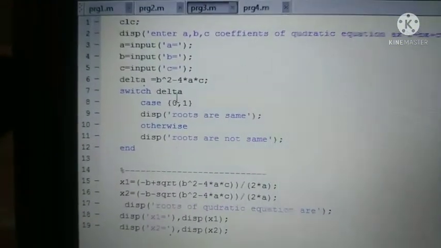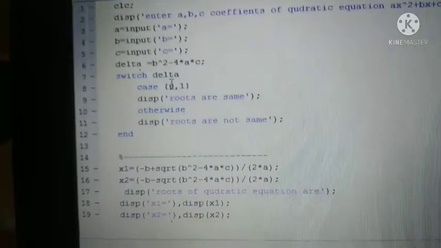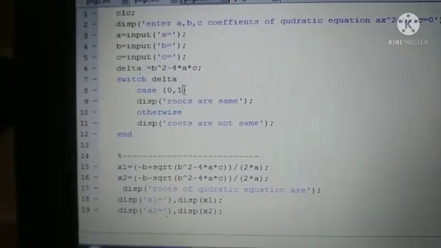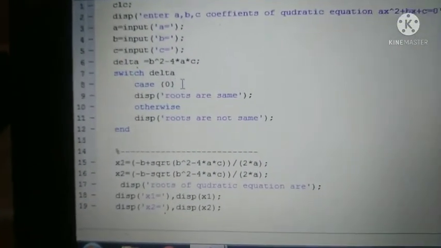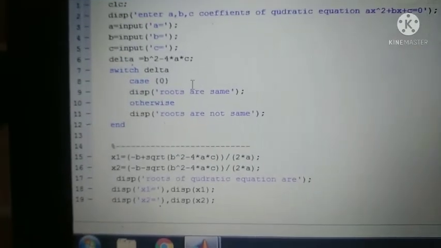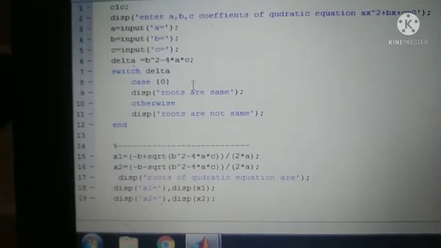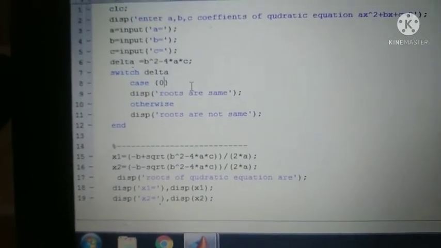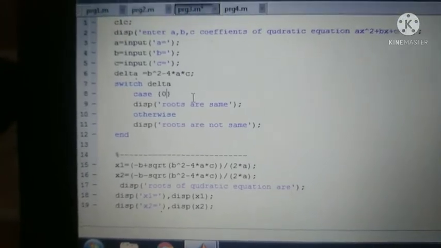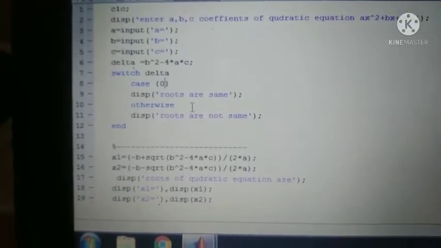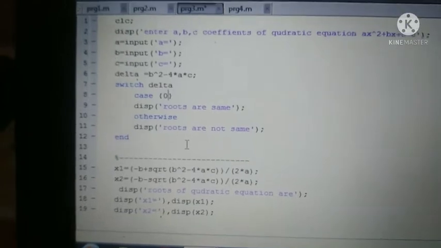The variable which I am checking is delta, so I have written switch delta. In the first case I am checking the value 0. If more than 1, I can put the values here. Okay, I am checking the value. Is the delta value equal to 0? If it is 0, then the roots are same. Otherwise the roots are not same.